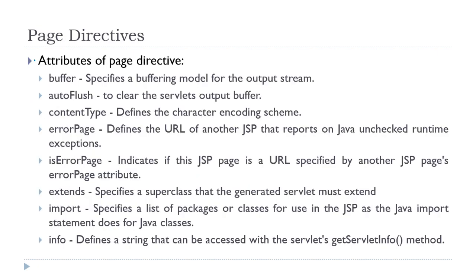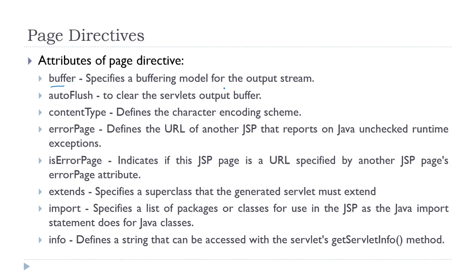We'll look at page directives first. These are some of the attributes of page directives. For example, we have buffer. If you want to specify a buffer size for the output stream, when we are writing the response in our JSP page and sending that response using the output stream, we can use a buffer for it. If we are using a buffer, we can specify the buffer size, or we may also write none. Then we can decide if the servlet's output buffer should be cleared automatically. For that we can set autoFlush to true or false.